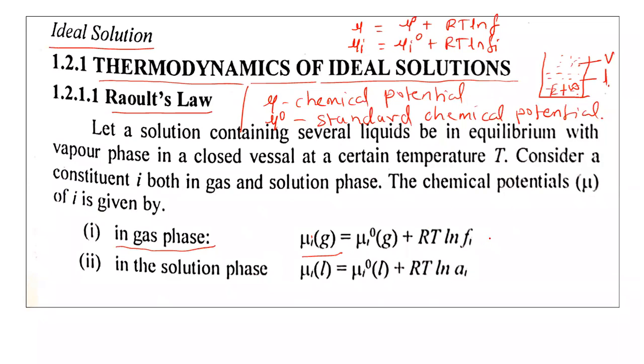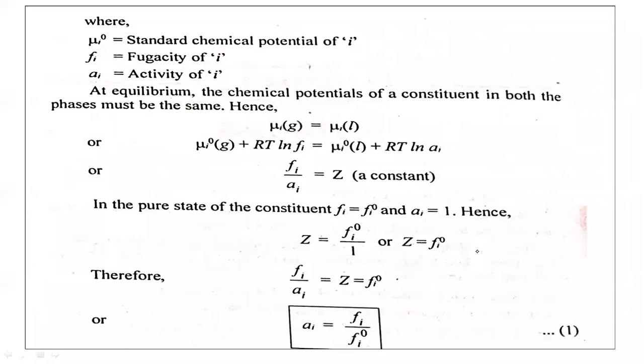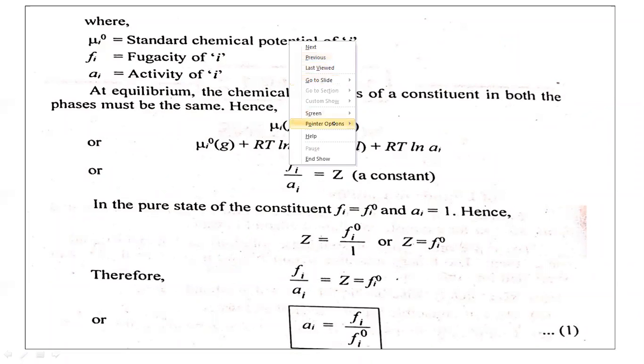So these are the two equations already known to us: mu equal to mu 0 plus RT ln f i, and for the liquid state we write activity, not fugacity. We express the activity of the solution, and in the gas phase it is fugacity. F is the fugacity and a is the activity. Here mu i 0 is the standard chemical potential of the ith constituent, f i is the fugacity of the ith constituent, and a i is the activity of the ith constituent. That is the meaning of each term.